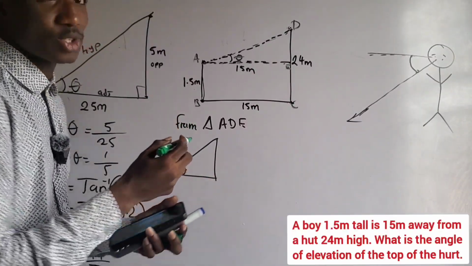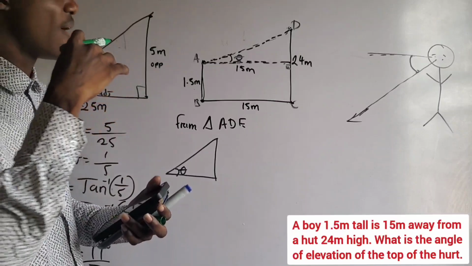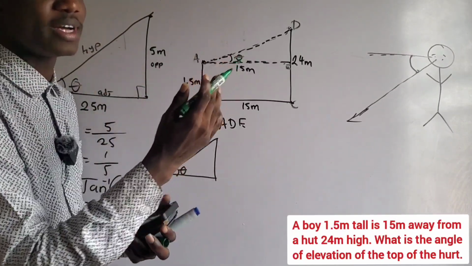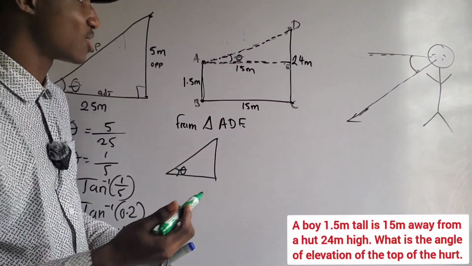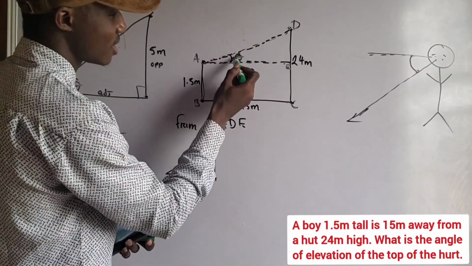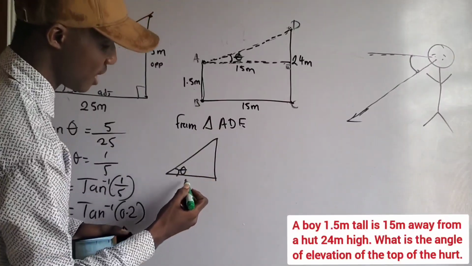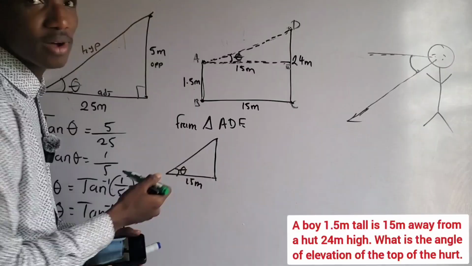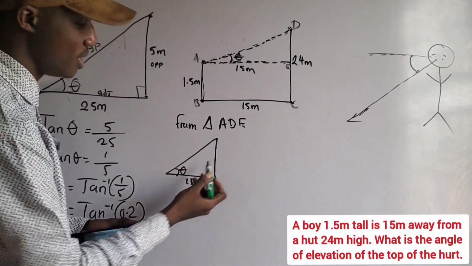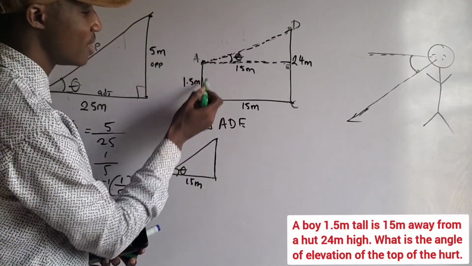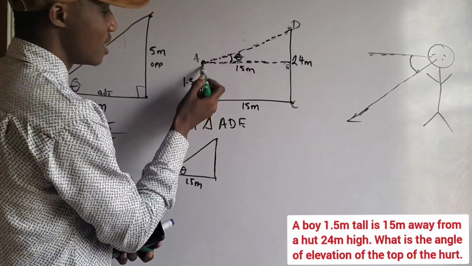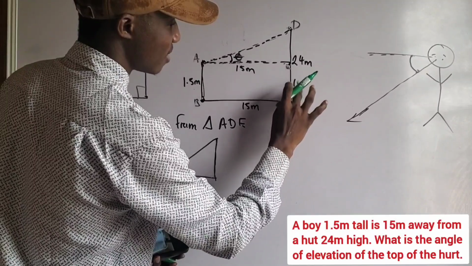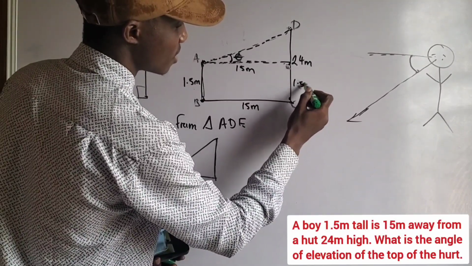Are you getting it? And I told you that angle of elevation is the angle between the line of sight or line of observation and the horizontal line measured upward. That angle is called angle of elevation. Are you getting it? So here will be theta, and to get the value of theta, we know that this will be what? 15 meters. Now, we need this side. Don't forget that the height of the boy has been given as what? 1.5 meters. So this side and this side are also equal. This side will also be 1.5 meter.